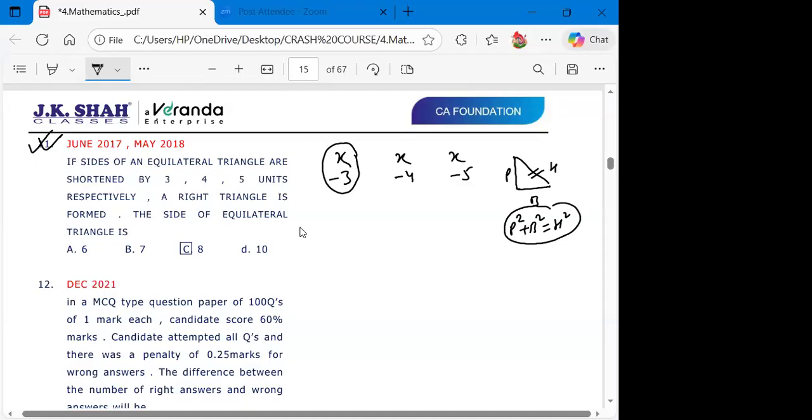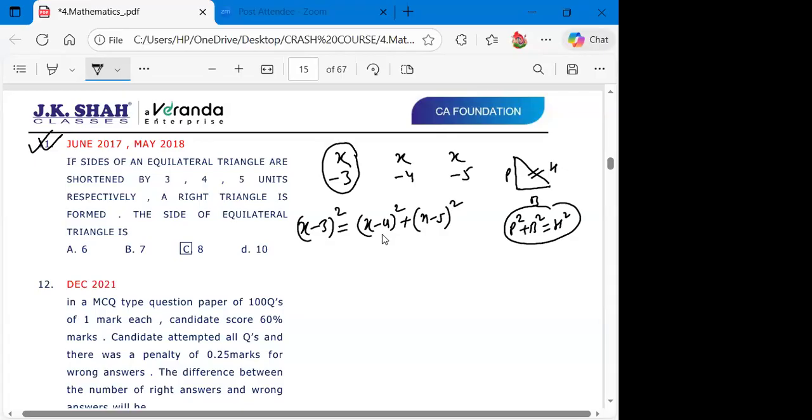So, sir, it means x minus 3 whole square should be x minus 4 whole square plus x minus 5 whole square. Now, only the plug-in method is the best method. No other method is the best method. Let me check. If I put 6, what will happen? Just put 6 here first.